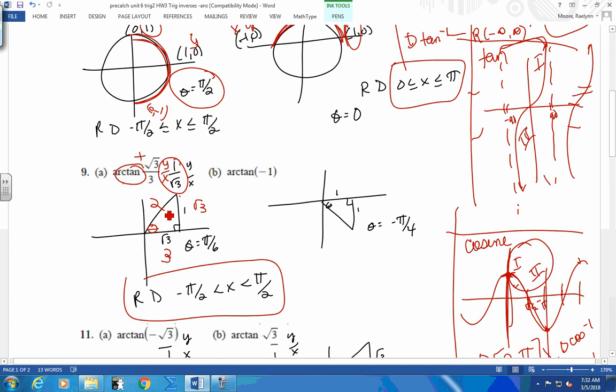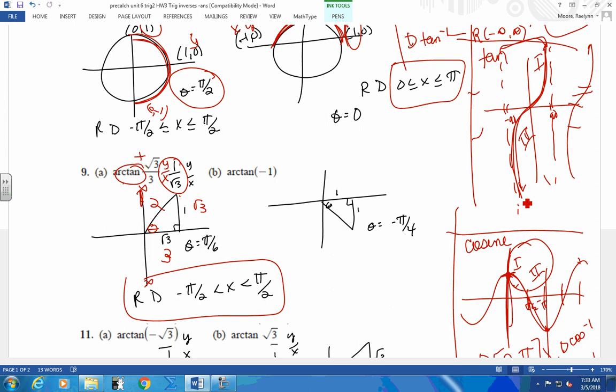Yes? Why is it not included in the restricted domain? Because at tangent of 90, it's undefined. So we can't put this one or this one here. If you think about your tangent curve, it has those asymptotes right there. So we can't go to those asymptotes. But the beauty of tangent is it shows us, that's a perfect spot for me to be in quadrant 4 to quadrant 1.